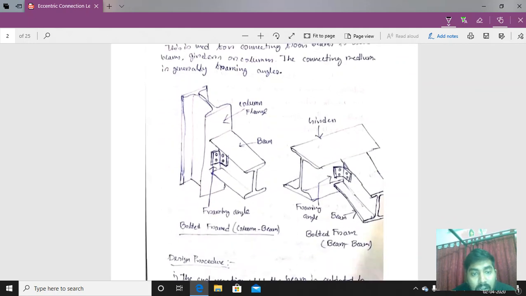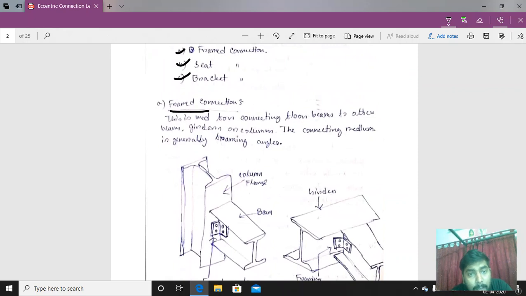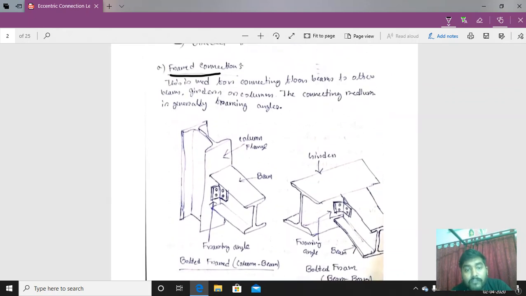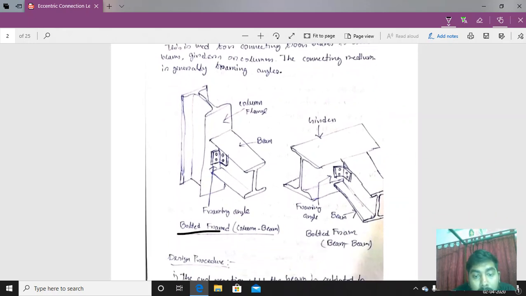So coming to the framed connection. In case of framed connection, this is the number A. This is the frame connection. You can see the picture. The first one is a column beam connection. Second one is a bolted beam connection.